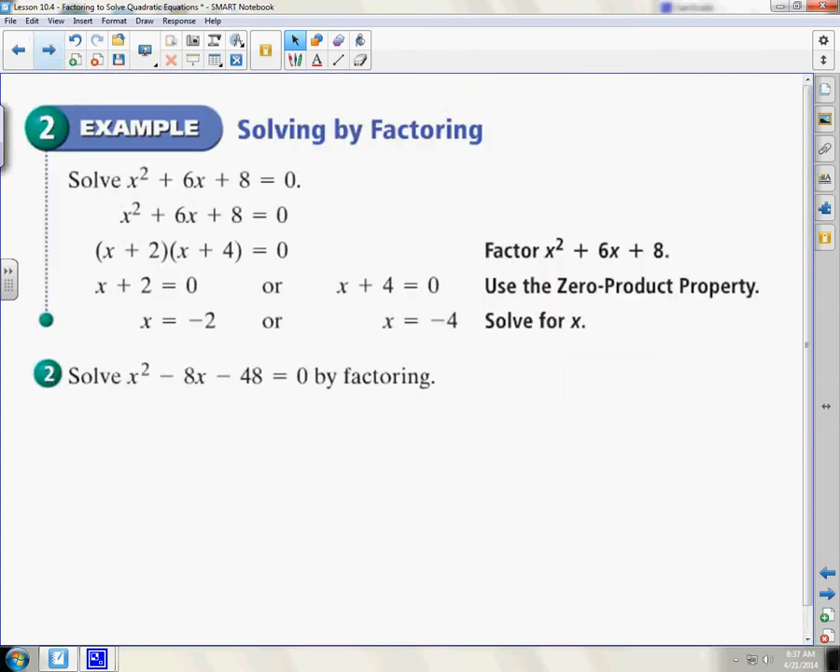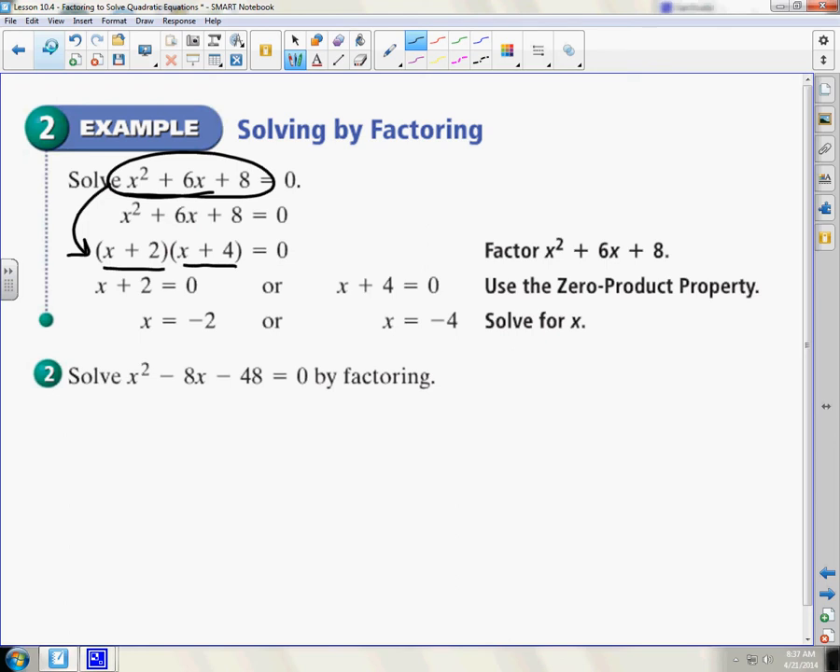Okay, so really the hardest part is going to be factoring the equation into the factored form, because after that it's super simple. So here they did x squared plus 6x plus 8, and then they factored it into x plus 2 and x plus 4, and then you know your answers are negative 2 and negative 4. So try this problem, example 2, and then we will correct.